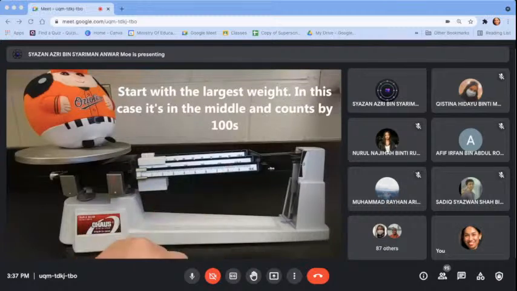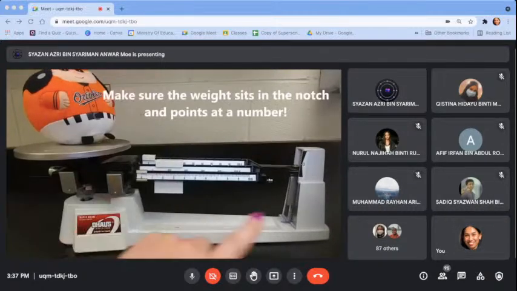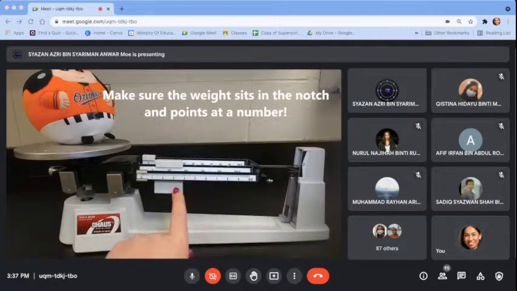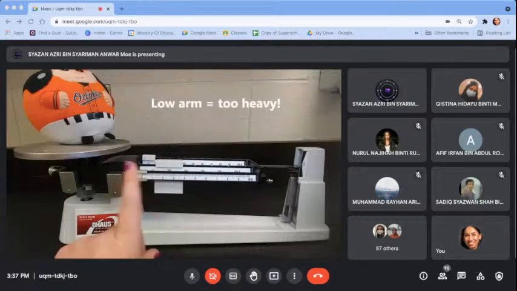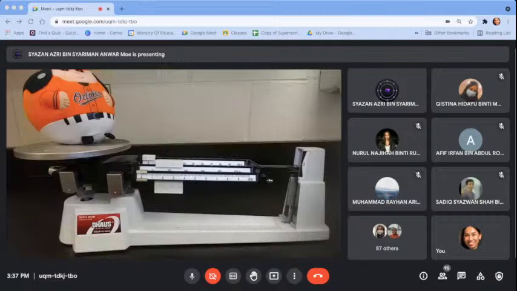So I'm going to move this first to the 100. Notice how the arm dropped to the bottom. This means that that number is too big. So the Oriole bird ball actually has a mass that's less than 100. So I'm going to move that 100 back.